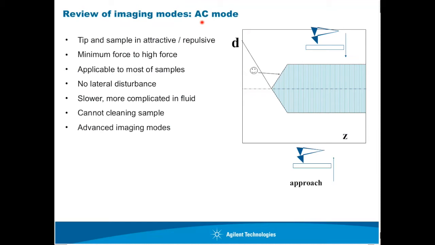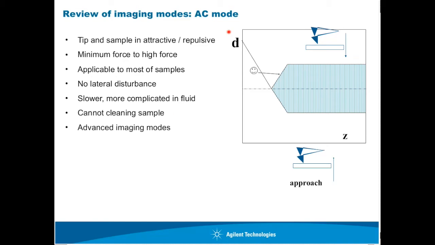You can control the parameter to engage in attractive, repulsive, or high repulsive, or high force tapping, or whatever. And you can actually image the sample in a very wide range of physical properties. The biggest advantage is, of course, there's no lateral disturbance, and therefore your tip no longer scratches your sample anymore. However, the problem is that you cannot clean the sample with this imaging mode.